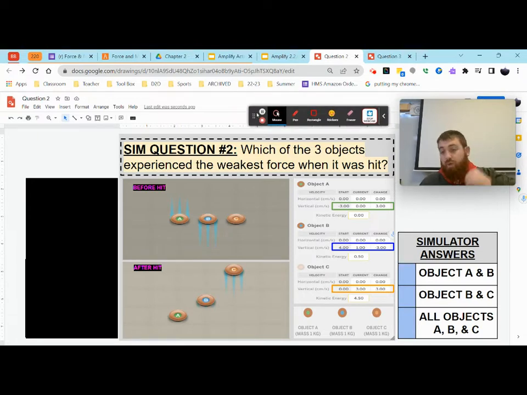Today we're looking at our second sim question that deals with our three different objects, similar to our last question. Which of our three objects experienced the weakest force when it was hit?